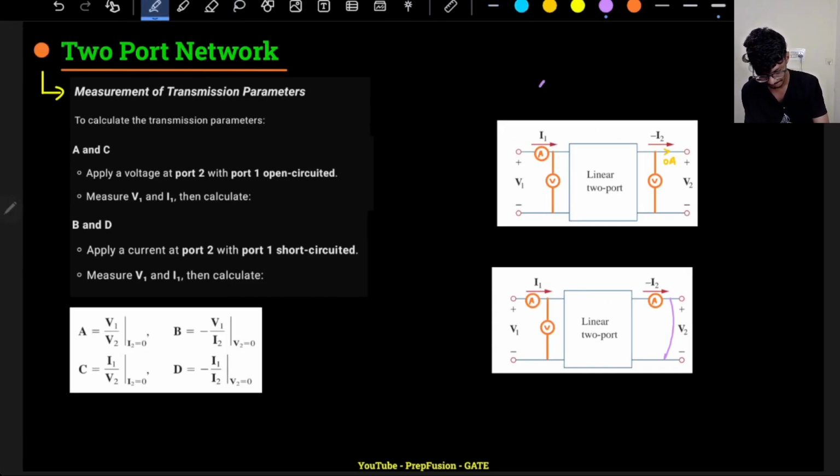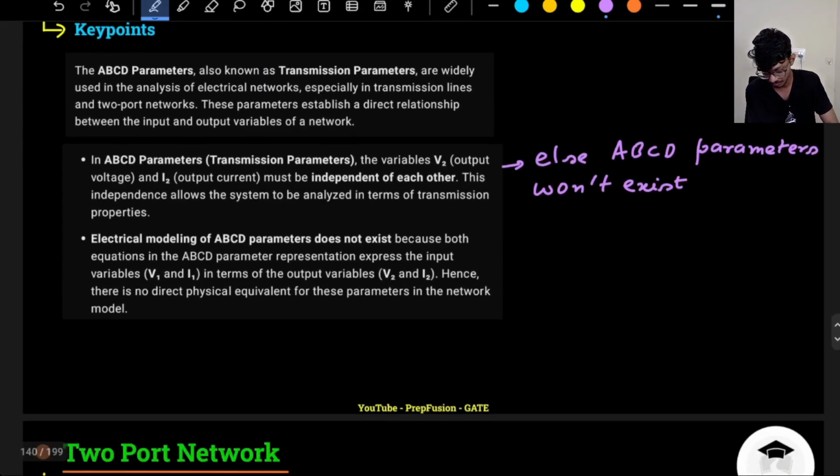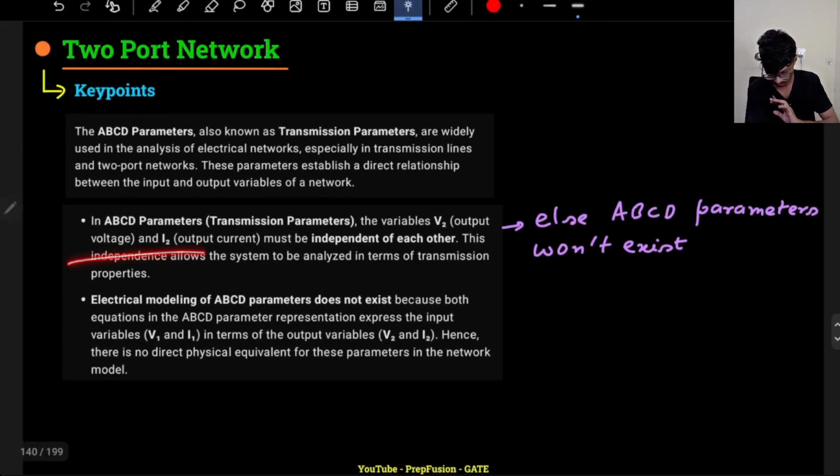This is how you measure A and C, and this is how you measure B and D. These are the parameters. Here a few key points are written, like when it exists or not, which I have already discussed. It is very useful if I want to establish a direct relationship between the input and the output variables. Electrical modeling of ABCD parameters does not exist because both equations in the ABCD parameter representation express the input variables V1, I1 in terms of output variables.